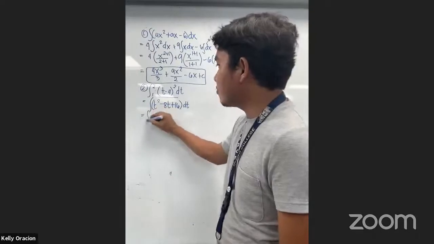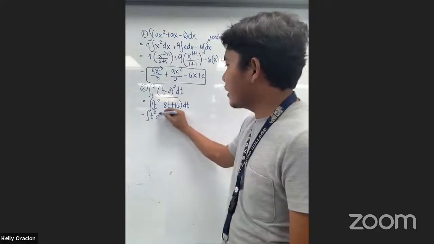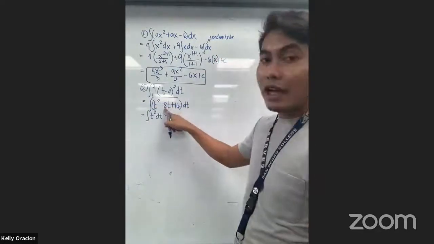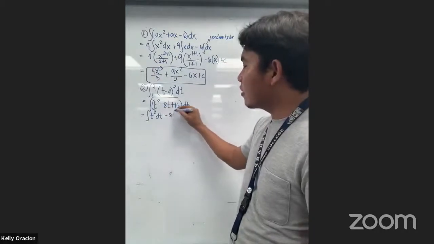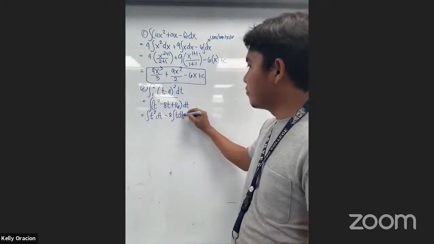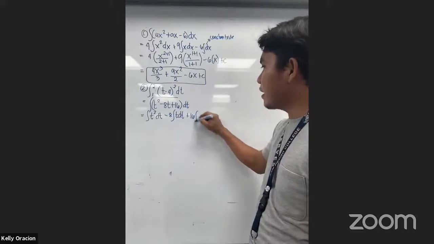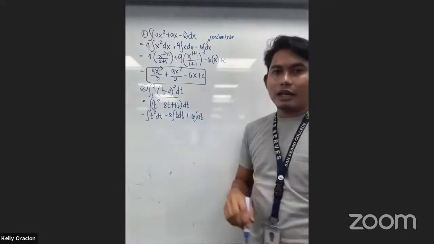This is t squared dt minus a constant, so 8t dt plus 16 dt.